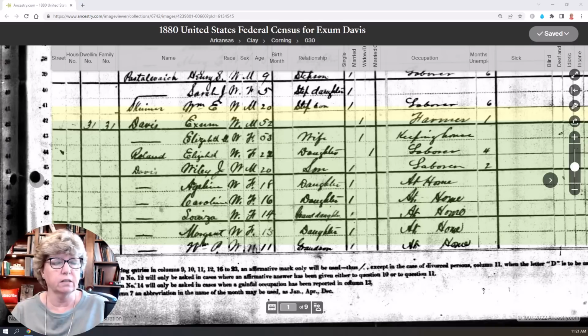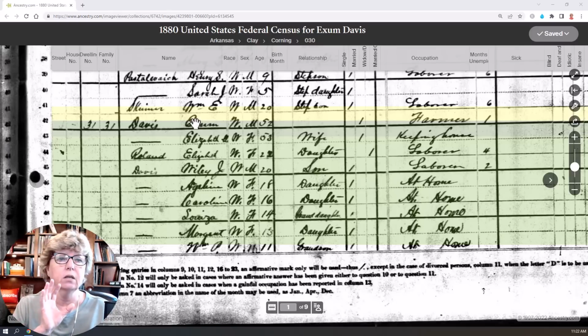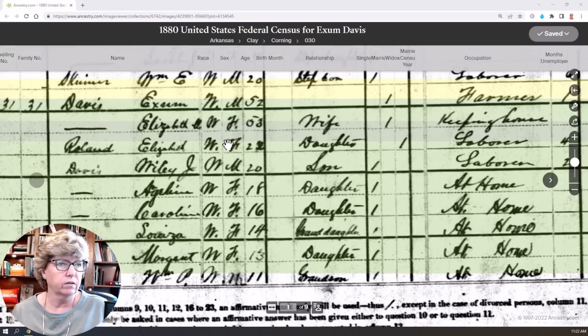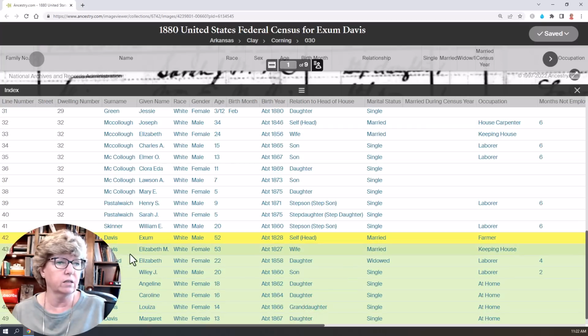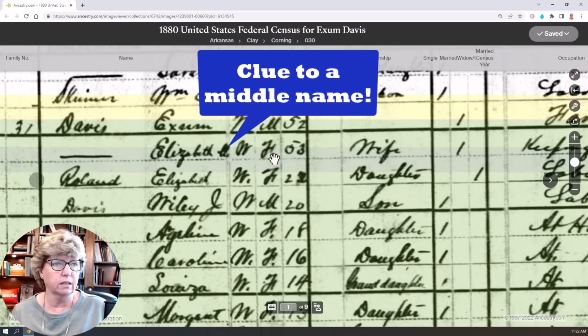So Exum Davis is the head of this household. You can tell that because of the dwelling number and the family number is next to his name, okay? And every other relationship that we have in here is the relationship to the head of the household and no one else. That in itself is going to be important information to know as we're starting to figure some of this out. Elizabeth, that is either an A or an M. I can't tell. You could come down here and look and see what they say it is. The person who indexed this said it's an M. Keep in mind that is not always correct on the indexing. So if that is Elizabeth M, that's fine.